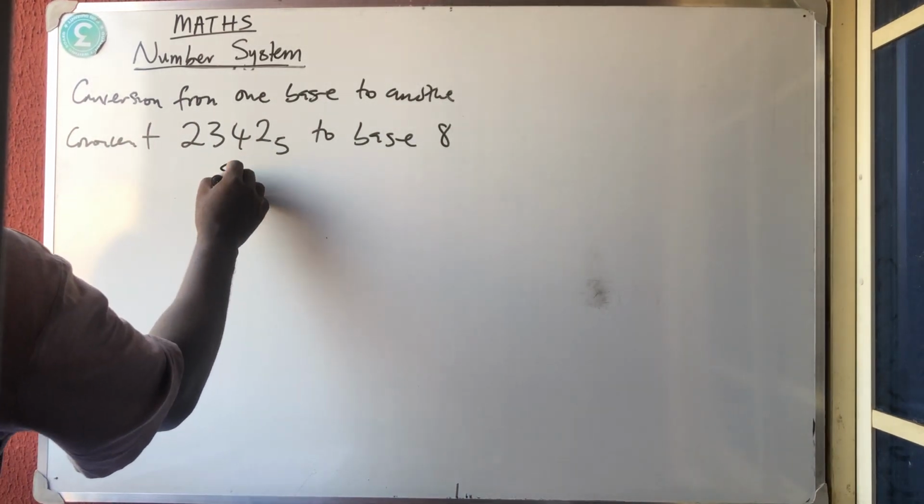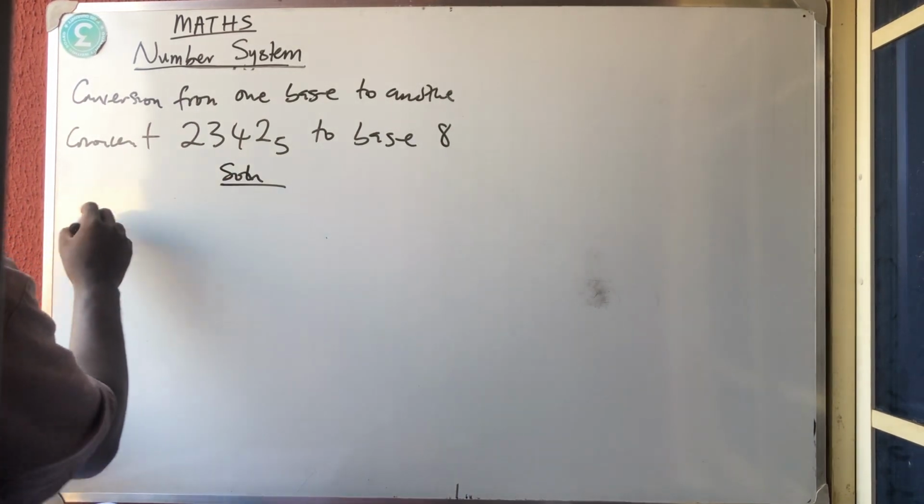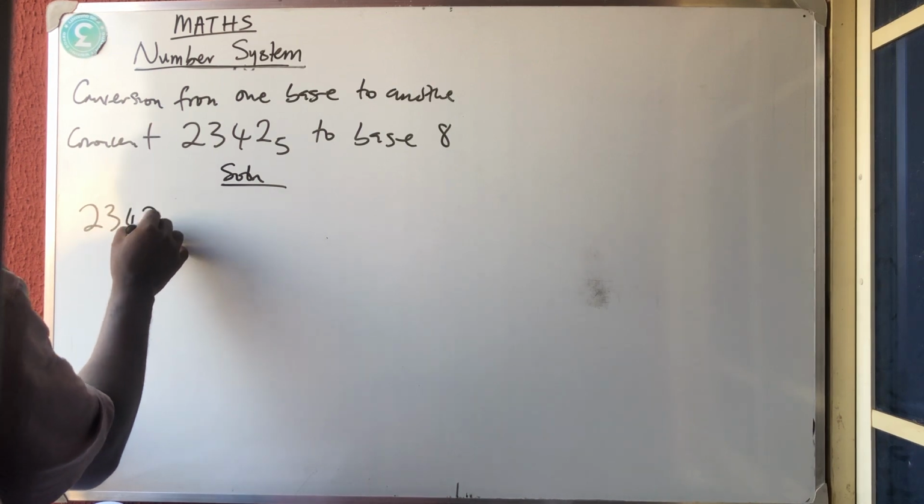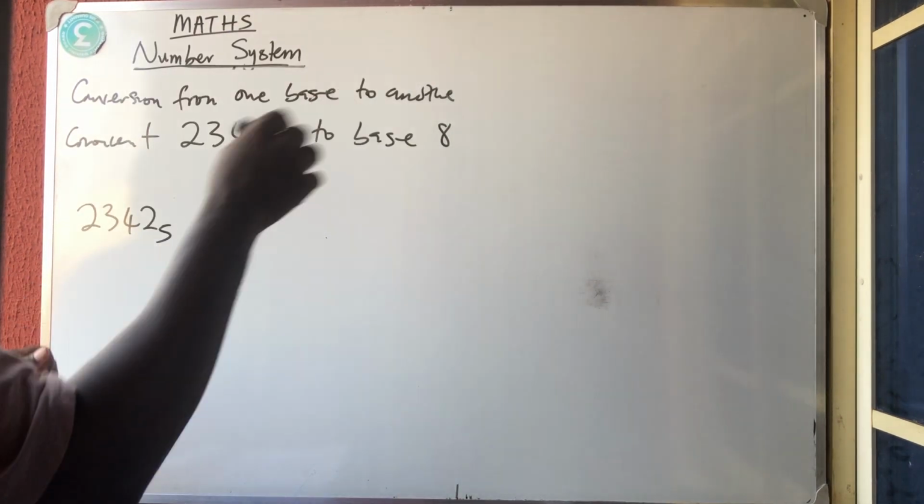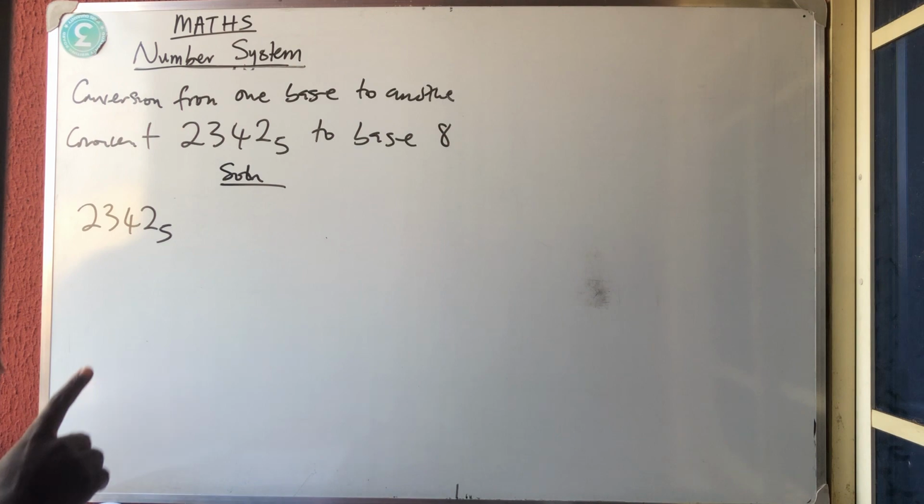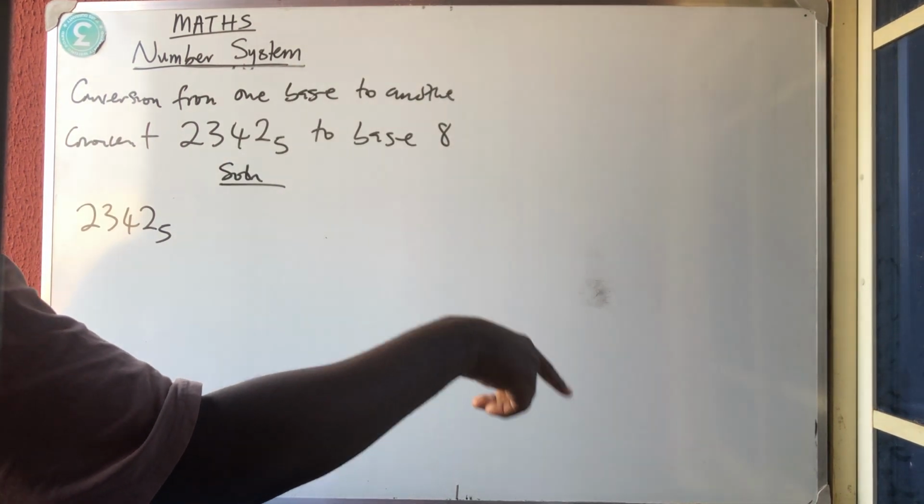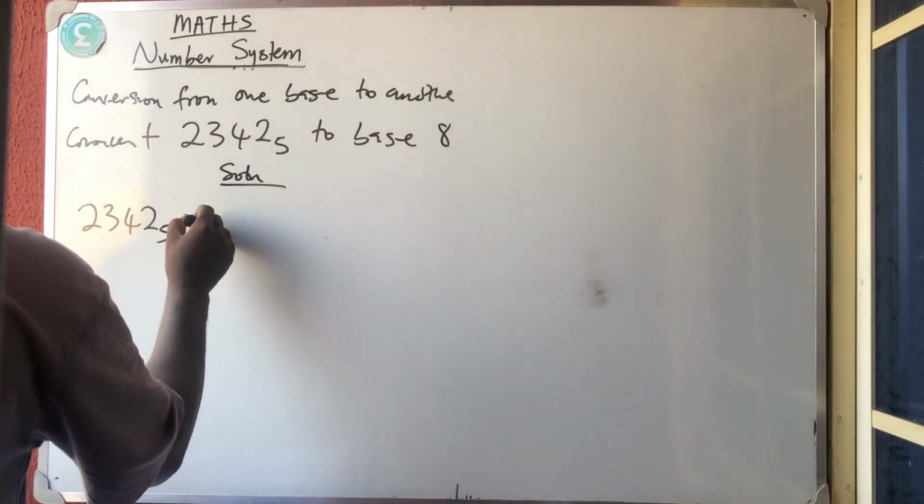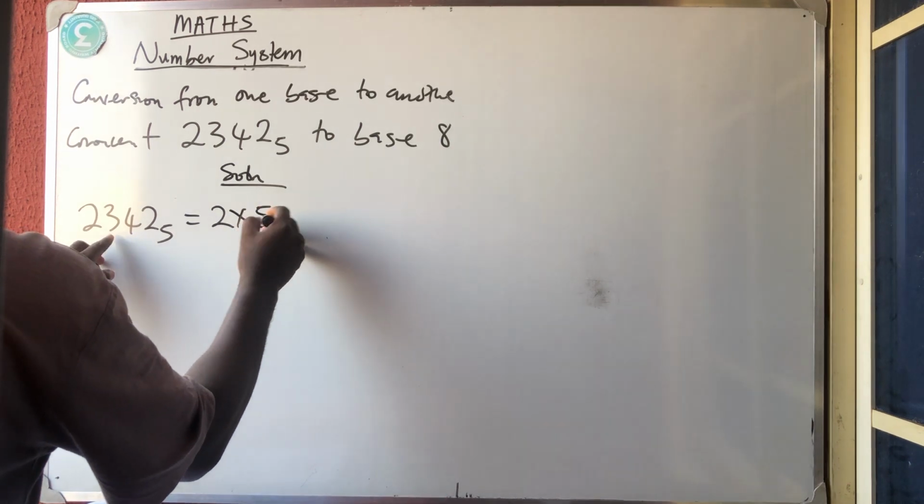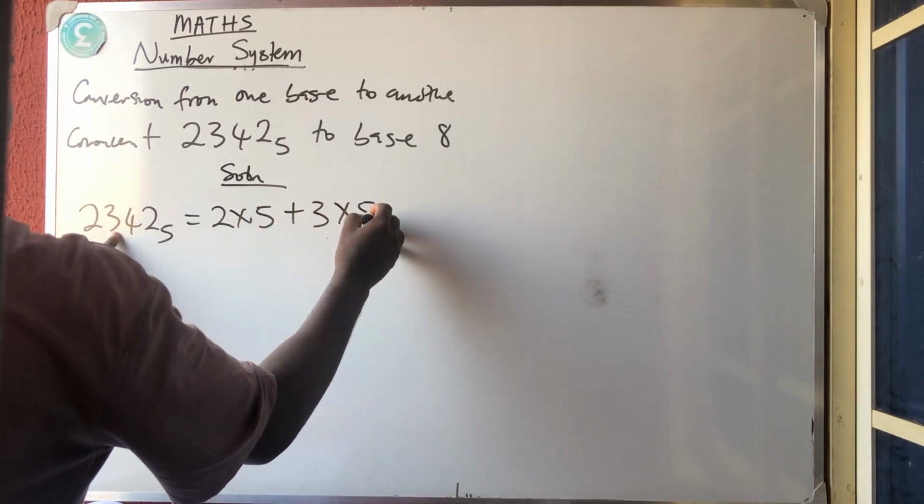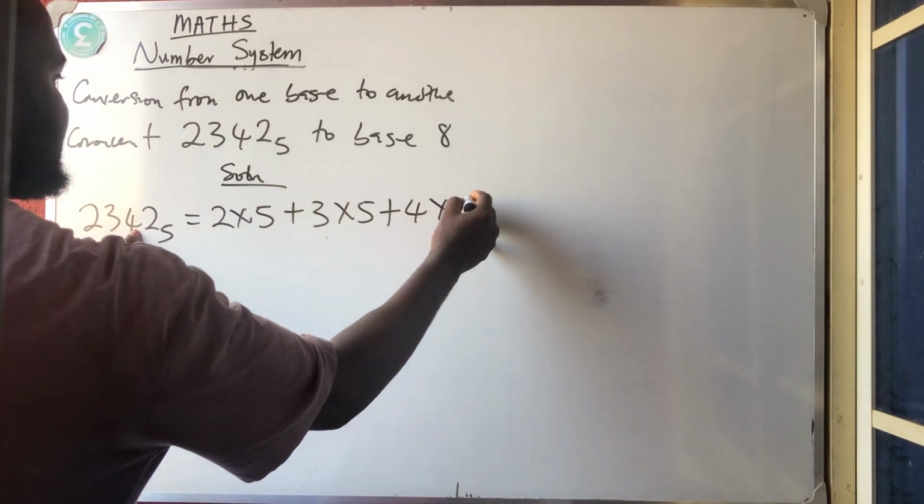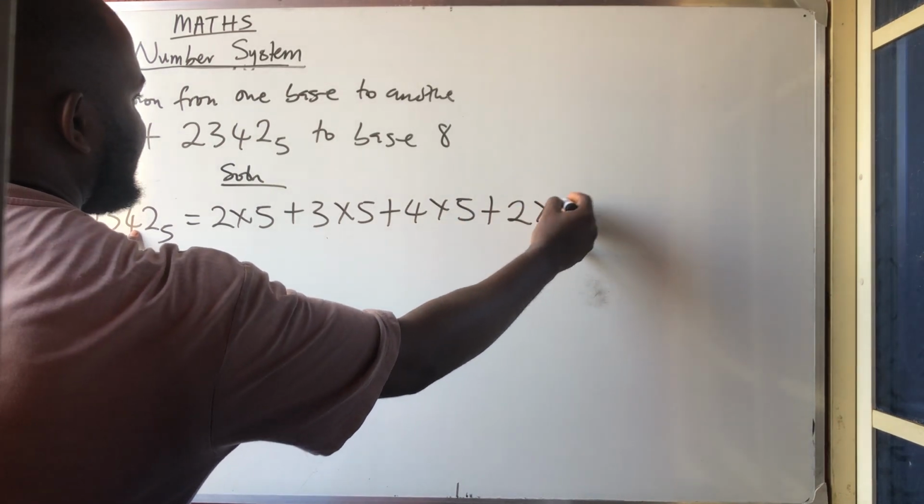So let's go. Solution. The first thing we'll do is take 2342 base 5 to base 10 first. And I told you that if you are going to base 10, you must multiply. So I'm going to say 2 times 5 to the power 3, plus 3 times 5 to the power 2, plus 4 times 5 to the power 1, plus 2 times 5 to the power 0.